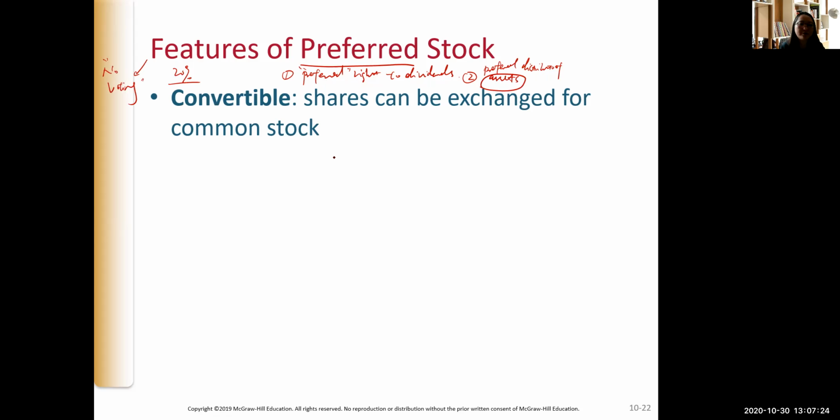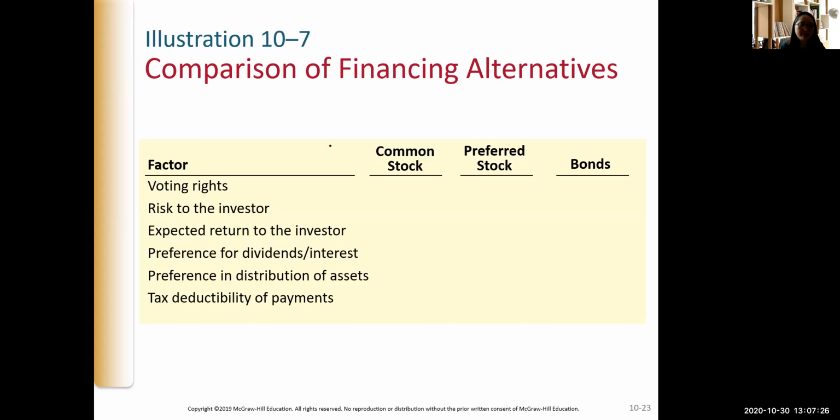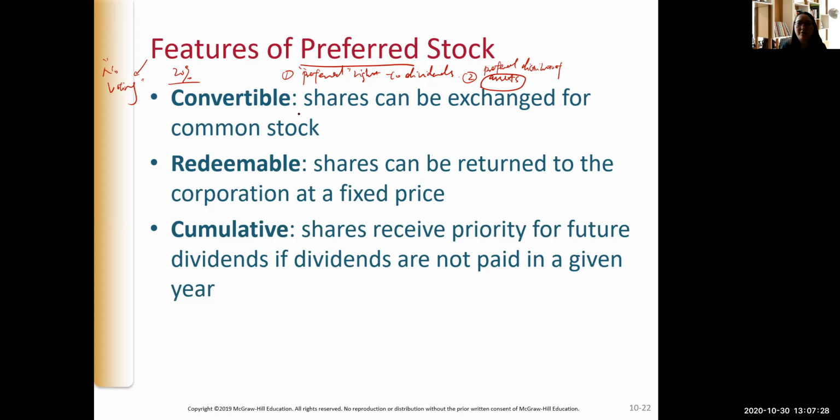Okay, so the features of preferred stocks: first of all, they can be converted to common stocks if you want. Second, they are redeemable, meaning the shares can be returned to the corporation at a fixed price. So if you don't want to be a preferred shareholder anymore, you can get your money back. You can sell back at a fixed price to the company. And the third thing is it can accumulate future dividends.